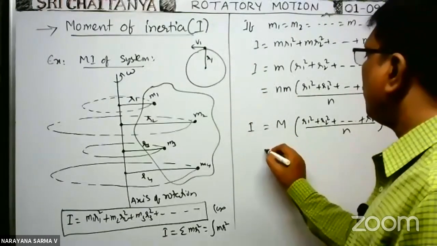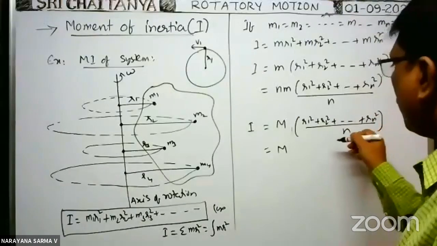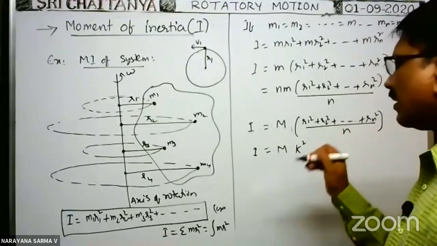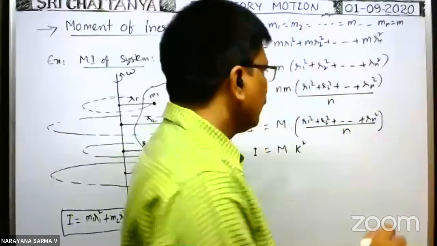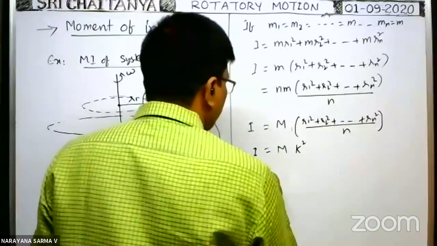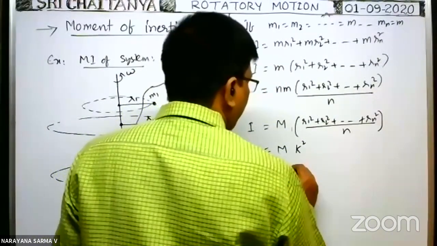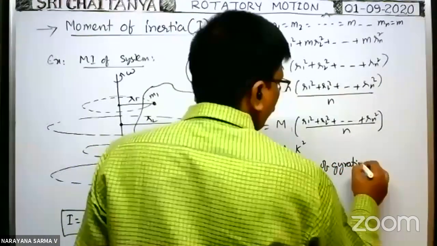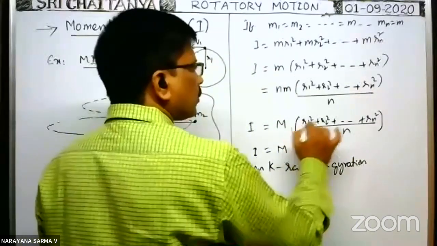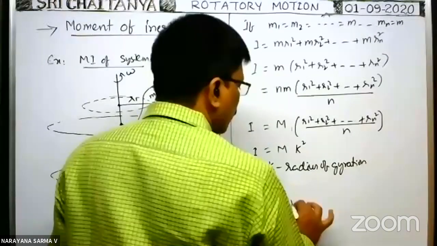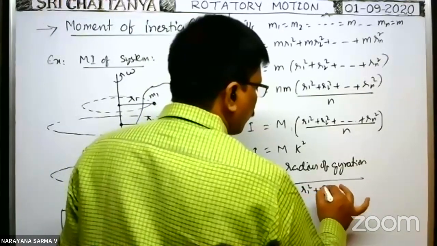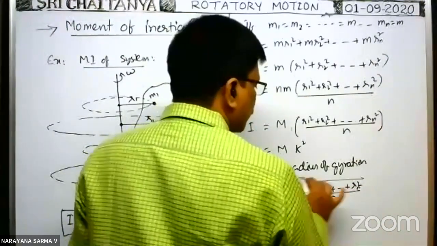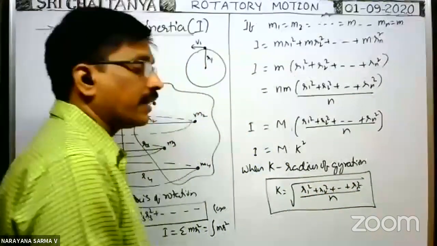Okay, so this can be written as M into k square, where this bracket term is k square, and k is called the radius of gyration. So k square is equal to this bracket term, or k is equal to the square root of r1 square plus r2 square plus and so on plus rn square whole by n. This is called the radius of gyration.